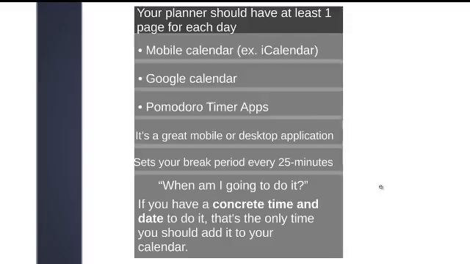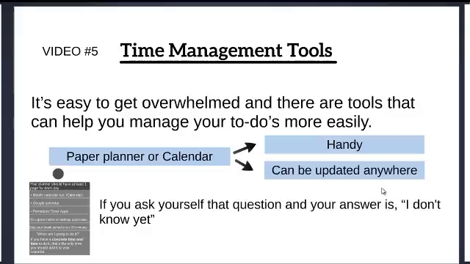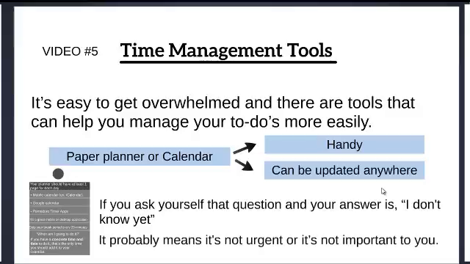If you have a concrete time and a date to do it, then that's the only time that you should add it to your calendar. What I mean by that is if you look at your day-to-day outline and you look at the time that you're most efficient, then you want to implement the Pomodoro technique at that time. Now, going back to the question, when am I going to do it? If you ask yourself that question in application to a project or anything like that, and you really don't know the answer to that yet, then it probably means that it's not urgent and it's not important to you.